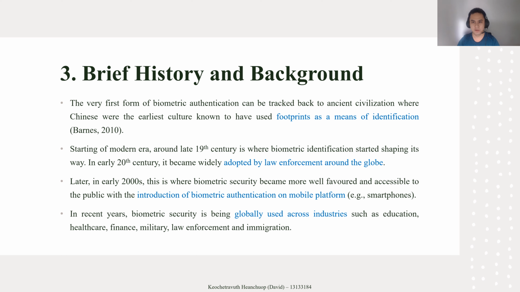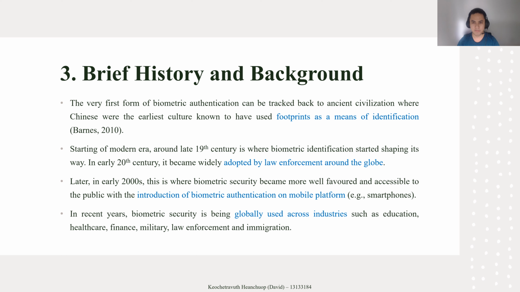The very first form of biometric authentication can be traced back to ancient civilization, where the Chinese were the earliest culture known to have used footprints as a means of identification. In addition, ancient Greeks and Aztecs used physical characteristics such as scars and tattoos to identify slaves or to distinguish between tribes respectively. In the early 20th century, it became widely adopted by law enforcement around the globe.